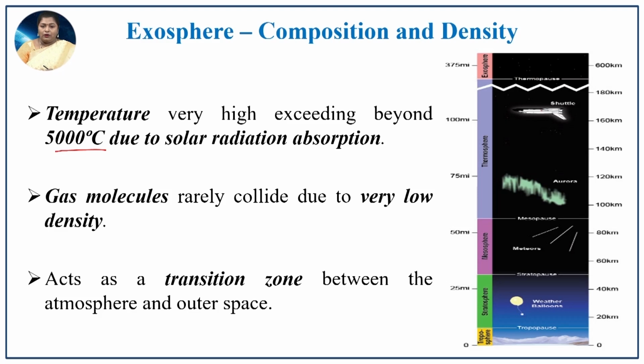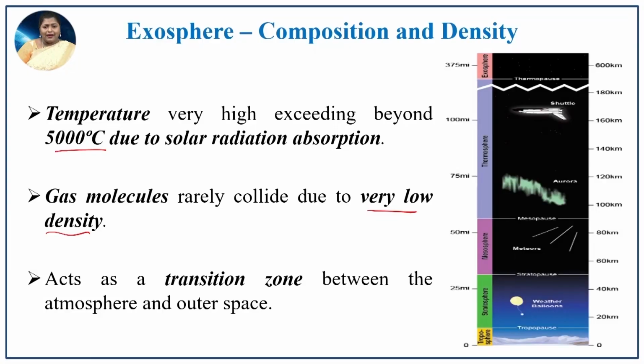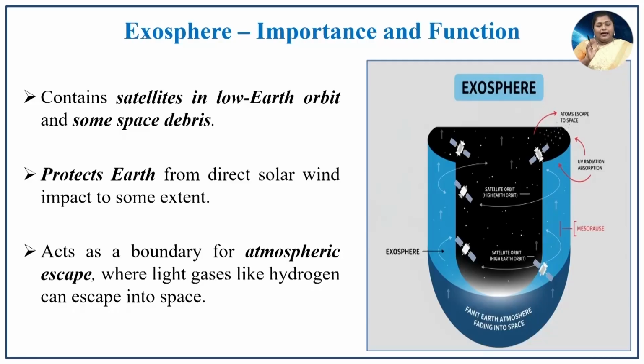The gas molecules rarely collide. Why? Because of the very low density. Because of that, collisions occur in a rare manner. It acts as a transition zone between the atmosphere and outer space. It contains satellites in low Earth orbit and also some of the space debris. So, we can see the debris also in this region.